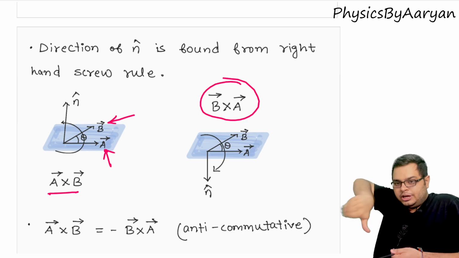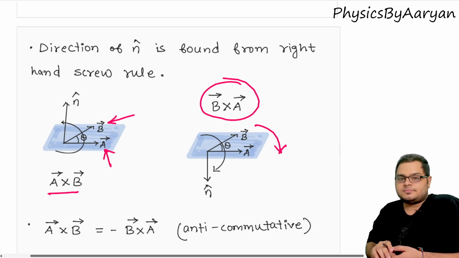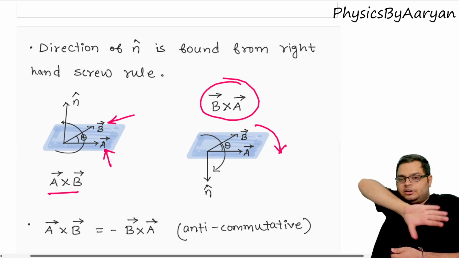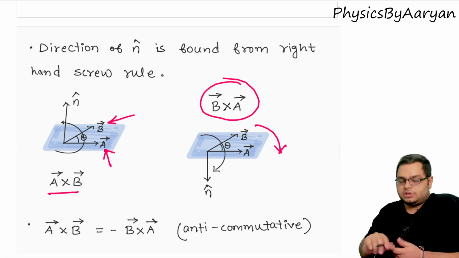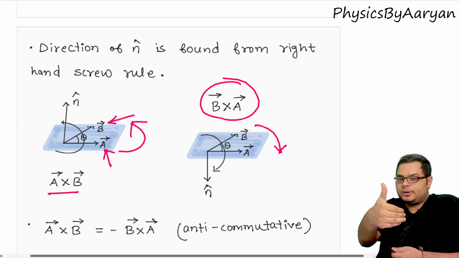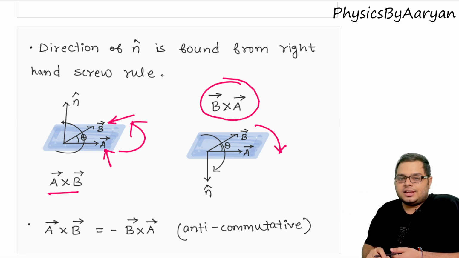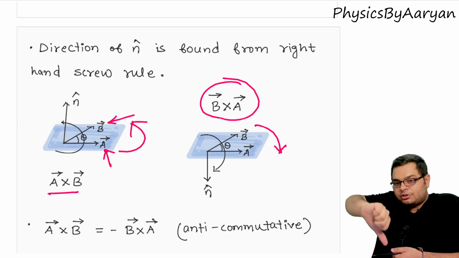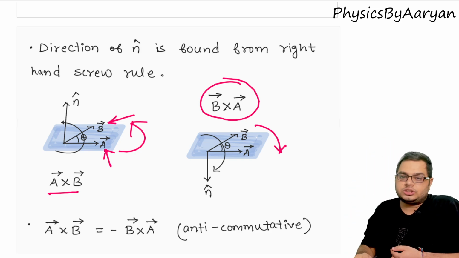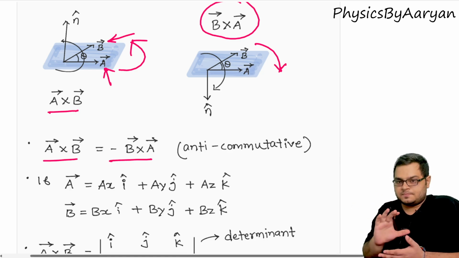So if you go from B to A, you are rotating clockwise. You are rotating clockwise, so thumb goes down. If you go from A cross B, you are rotating anti-clockwise and your thumb goes up. So A cross B and B cross A are opposite to each other. So A cross B is minus of B cross A.